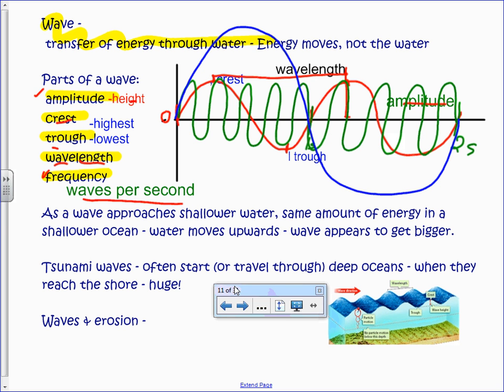One of the other questions is what happens as the waves approach the shore. As a wave approaches shallower water, the same amount of energy is in a shallower ocean, and the water moves upward, and the wave appears to get bigger. I'm going to show you a picture of this on the next one. Let me just finish this page. Tsunami waves often start or travel through really deep oceans, so they don't look like much of a wave. And then when they come to the shore, they can be huge.